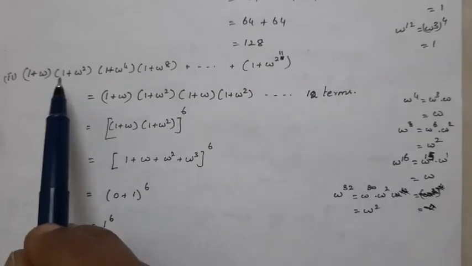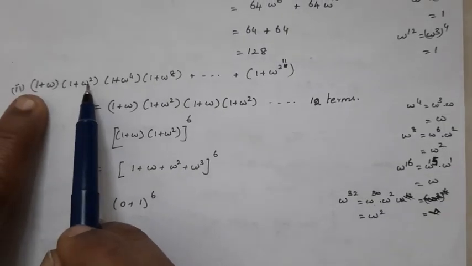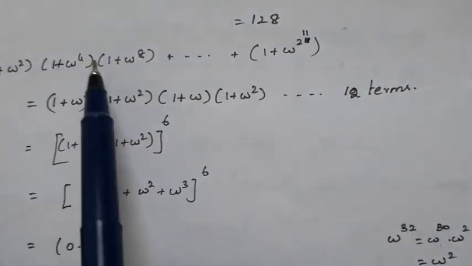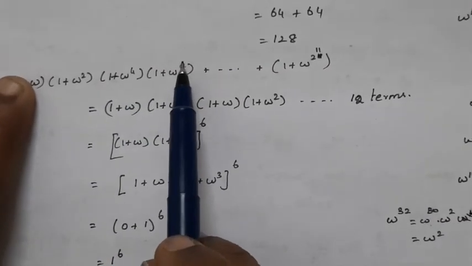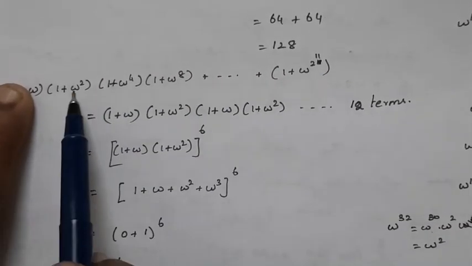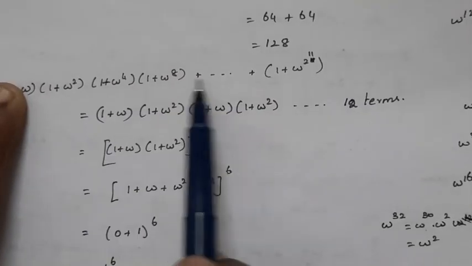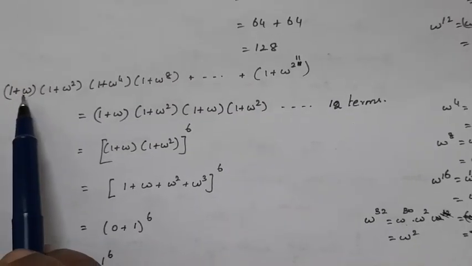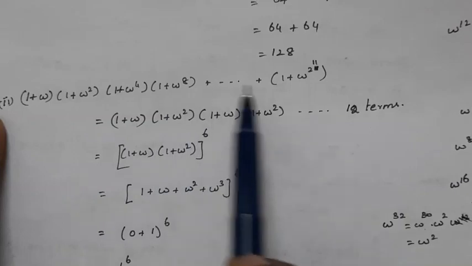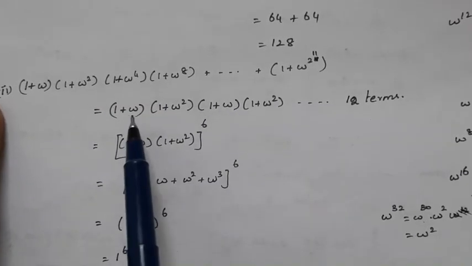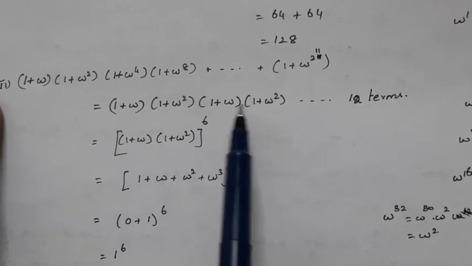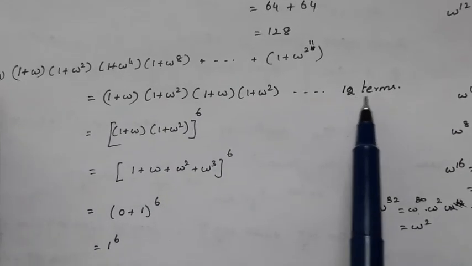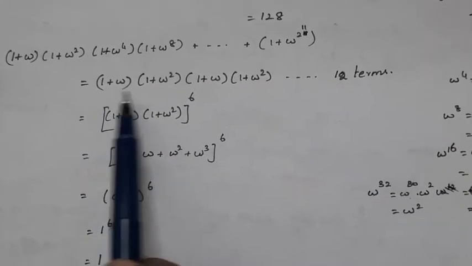Why is it 12 terms? Starting with this 1, the power of 2 is 1, and then here 4 means the power is 2 squared, and here it is 8, that is 2 cube. So up to 2 power 11, there will be 11 terms, and this one is 1, in addition. So totally how many terms will be there? 12 terms. So the same two terms, 1 plus omega and 1 plus omega squared, get repeated up to 12 terms. So we can write it in simplified form.